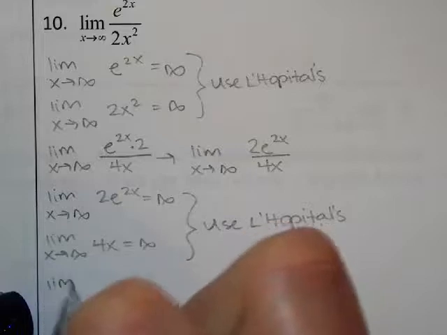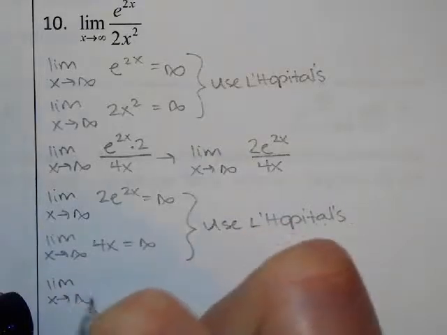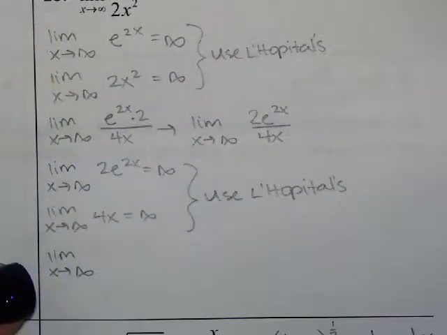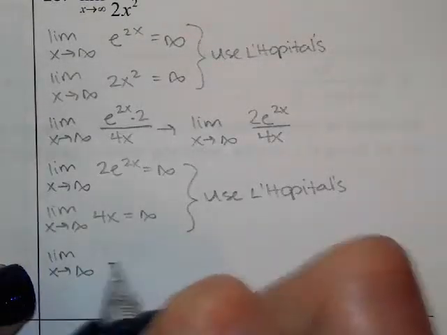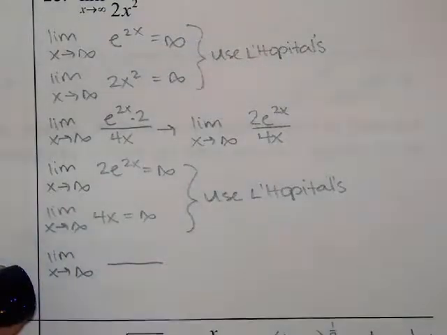Okay, and thank goodness we are to the next piece, because what's about to happen? We're about to get a 4 on the bottom, which is putting a stop to the madness. Are you guys excited that we're putting a stop to the madness? Yes. 4 on the bottom. Okay, what do we have on the top? 4e to the 2x.